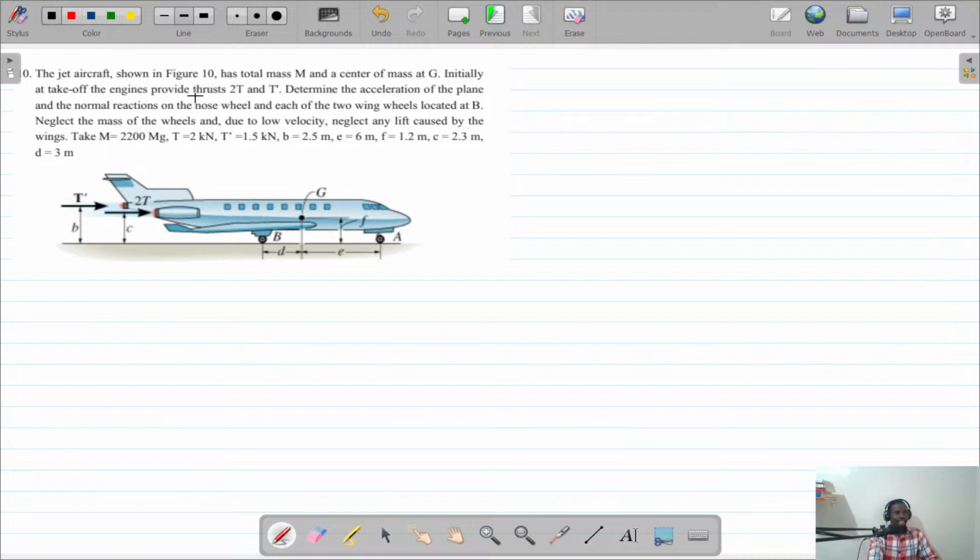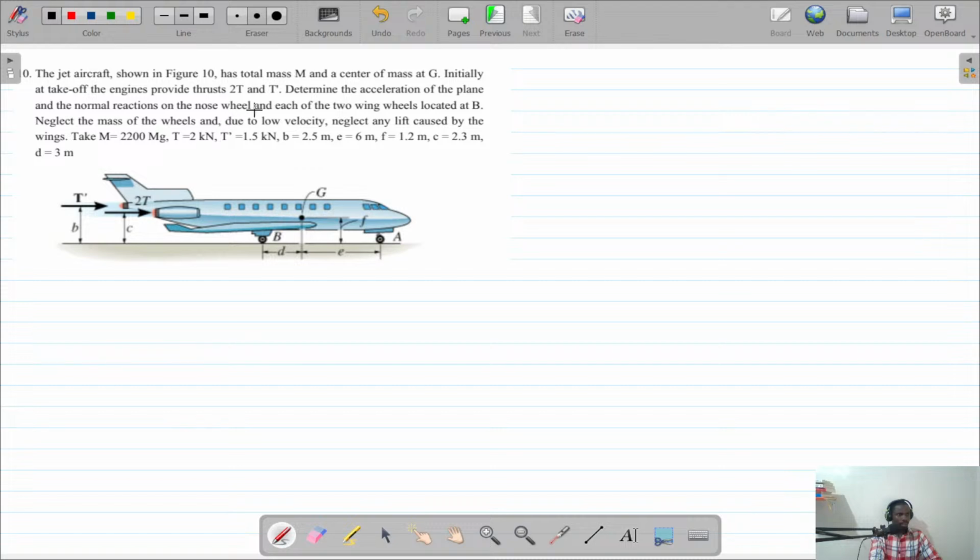All right, let's do the aircraft. Usually this question comes in exams a lot, so pay attention. No need to draw a free body diagram. You can just work on it directly. So we have the aircraft and are determining the acceleration. We are looking for the acceleration of the plane and the normal reaction on the nose wheel and each of the two wing wheels located at B, given these values, right?